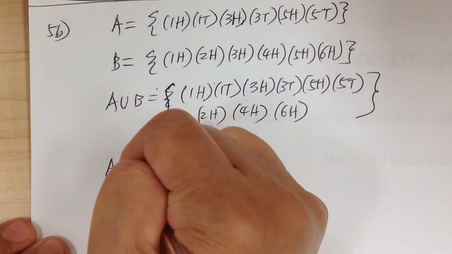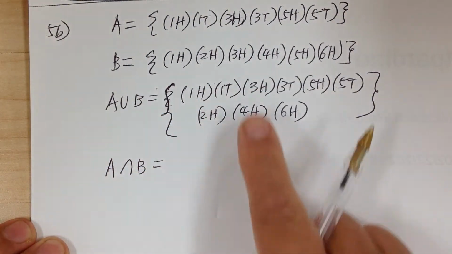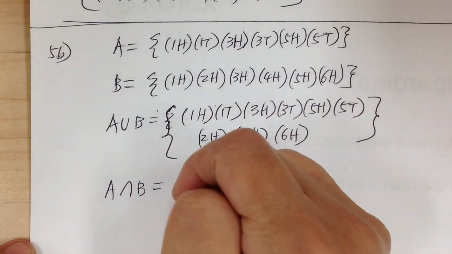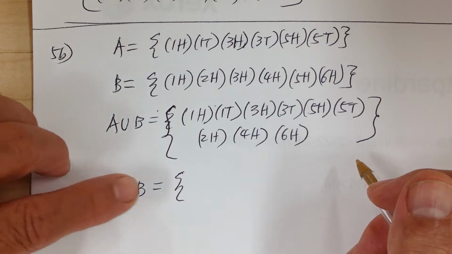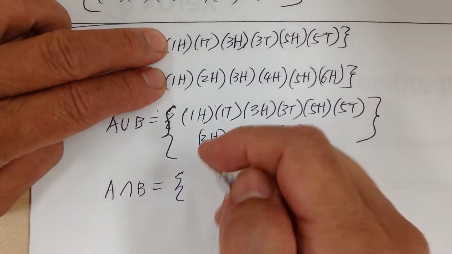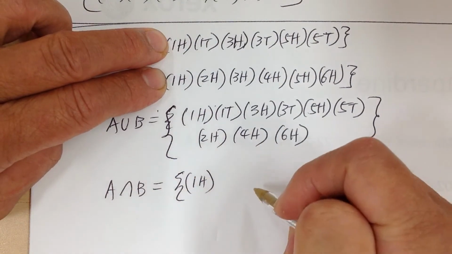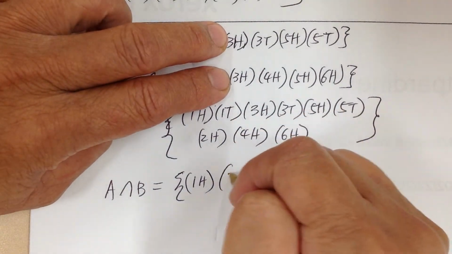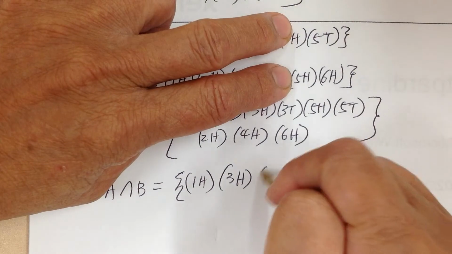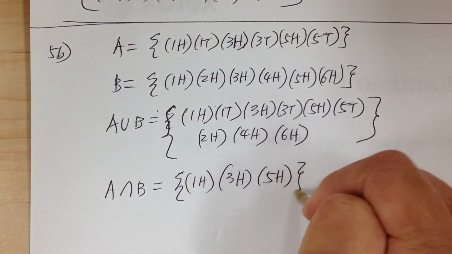Then you've got A intersect B. Intersect means what they have in common. So you have to be in A and in B, so you have to be in both. You're going to get 1H. You have to be odd and also head. So it'd be 1H, 3H, and then 5H.